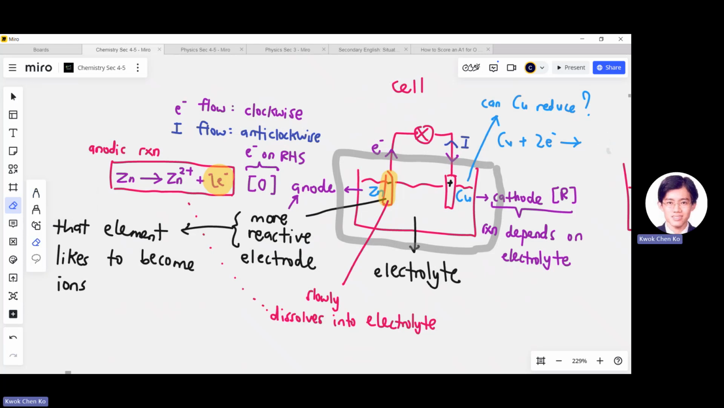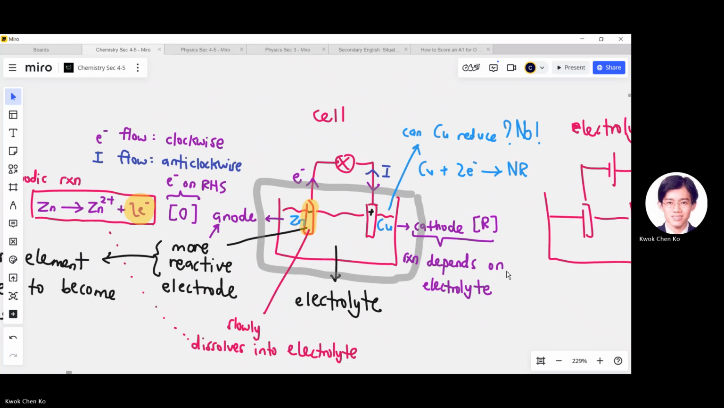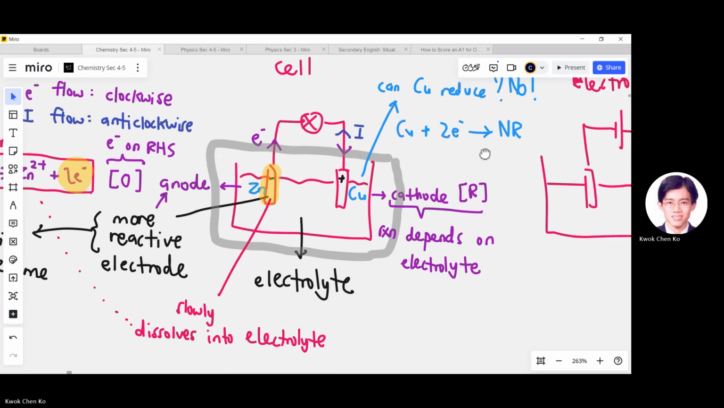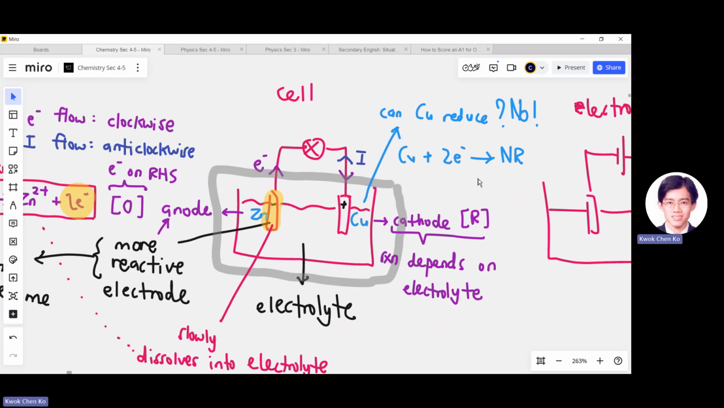Guys, metals cannot reduce. I don't know whether you have already figured that out. There's no reaction. This reaction will not occur. Metals cannot reduce, at least based on your syllabus. So something else must be reduced. I'll just give you one possibility.